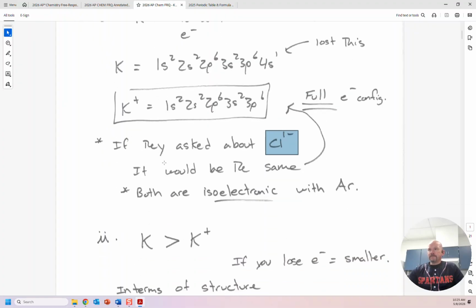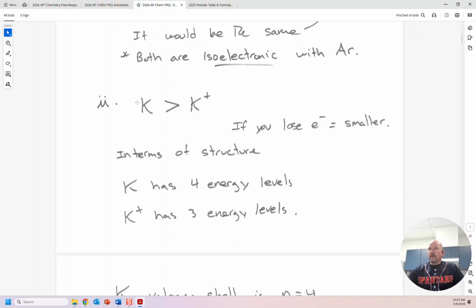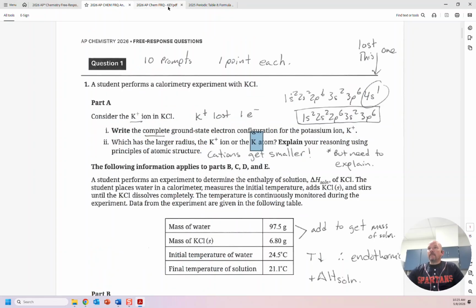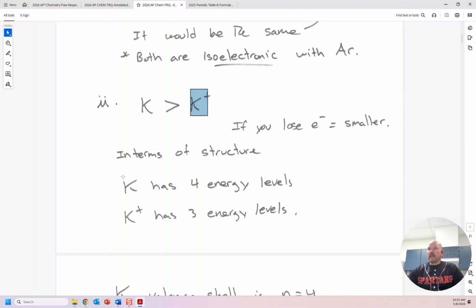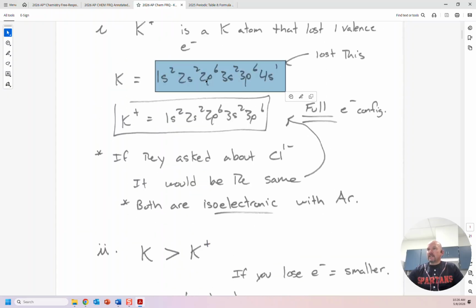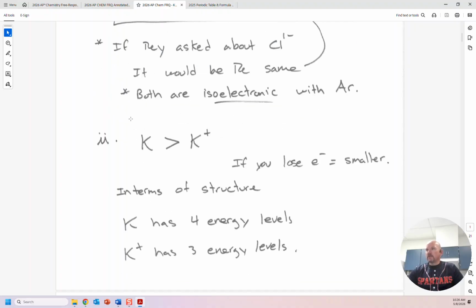So we look at here, okay? We know that neutral K would have a bigger radius than K plus, right? So, again, my key is probably off here. Oh, it's saying what has a larger radius. So yes, potassium would have a larger radius compared to K plus. Now I did mine in terms of how many energy levels they have, right? We're looking at their electron configuration. Potassium has 4 energy levels. K plus has 3 energy levels, but they have the same number of protons.